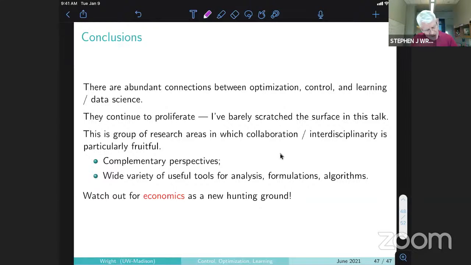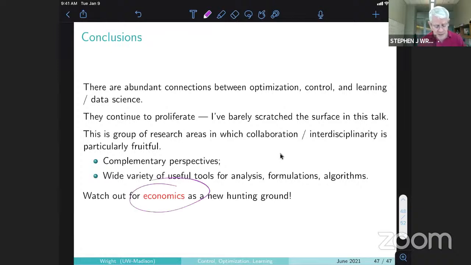Why is there so much interesting interaction? It's because these three areas provide a lot of complementary perspectives on many of the same problems. Not only complementary perspectives, but a lot of complementary tools. They all bring a set of tools for analyzing, formulating these problems and actually solving them algorithmically. So I think that's why there's so much interaction.